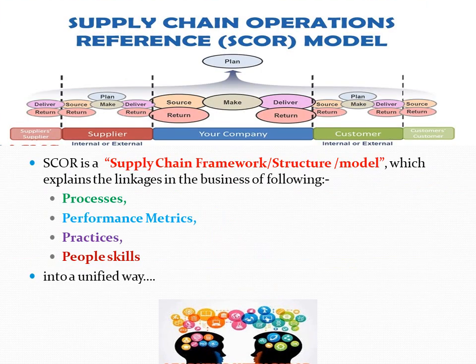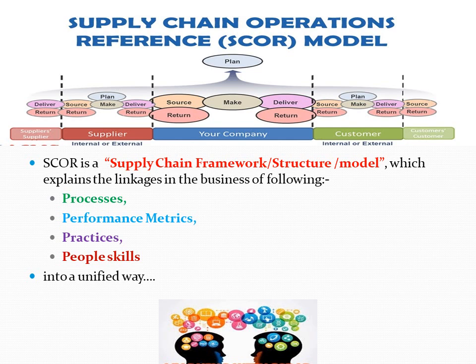In the beginning, I tried to define the supply chain operations reference model according to its definition. So let's now see what actually it is. It is a supply chain framework structure model which explains the linkage in the business of the following. As we know, when we talk about any model's definition, basically it tells us what it contains and how they are interacting among themselves. So that is the definition of a model.